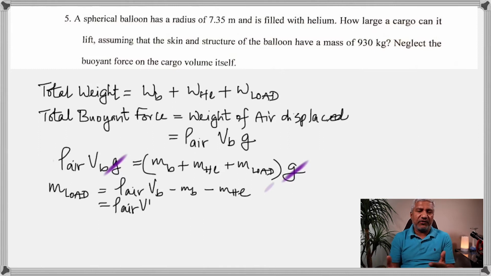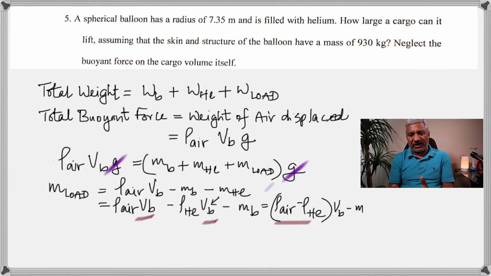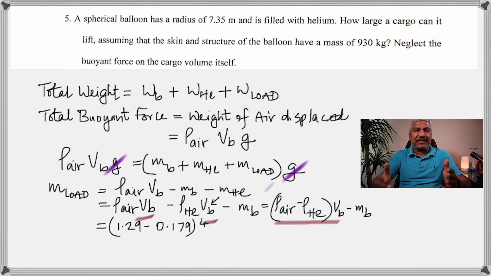The density of air will be given in the question. And again, the mass of the balloon is given, but to find the mass of helium, once again you have to multiply the density of helium with the volume of helium, which is again the volume of the balloon. So I've done some math there, taking out the common quantities as you can see. That's the density of air, 1.29 kilogram per meter cube, minus the density of helium, which is 0.179, times the volume of the balloon is 4 by 3rd pi r cube, because it's a sphere.